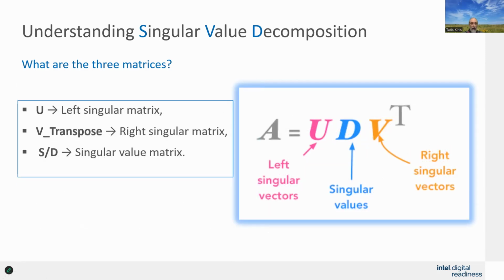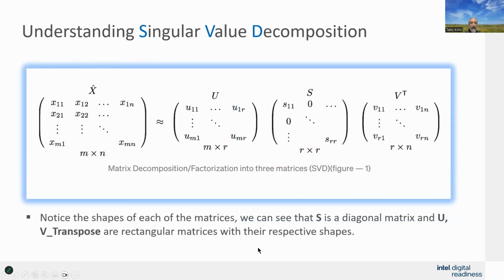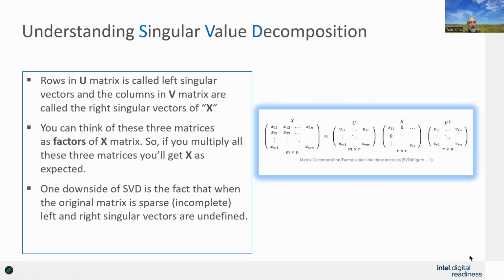All right, so the 3 matrices that we're working with are the ones on the right side of the equal sign: U and then V transpose, and then we have the singular value matrix here. It says notice the shapes. We see that S is diagonal, U and V transpose are rectangular, with their shape.